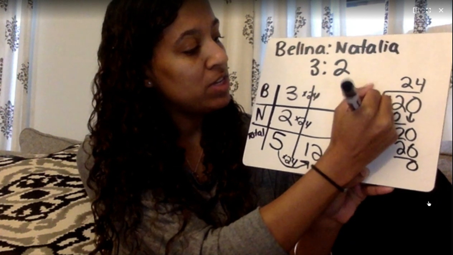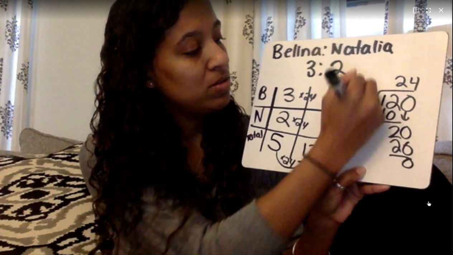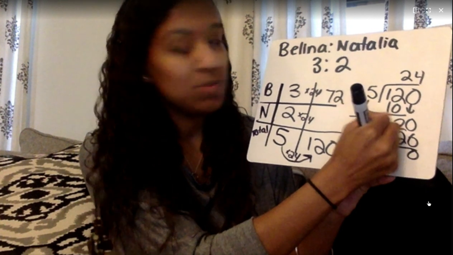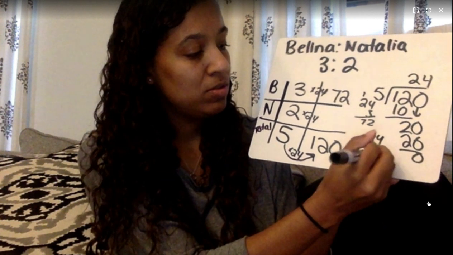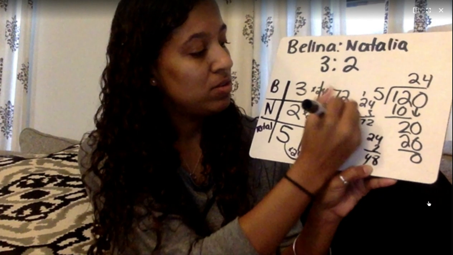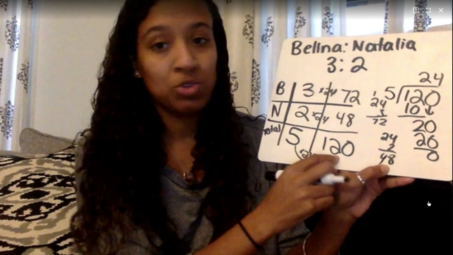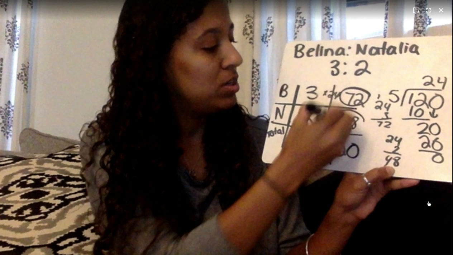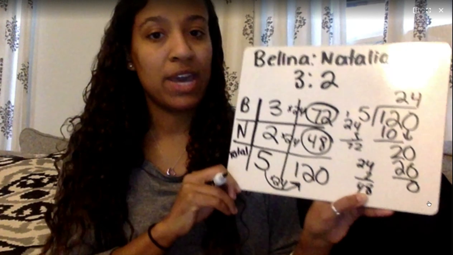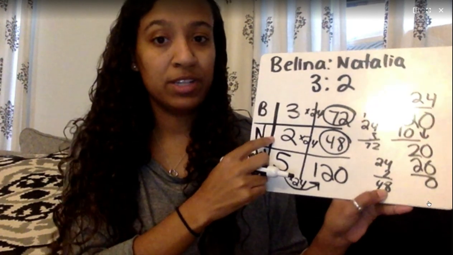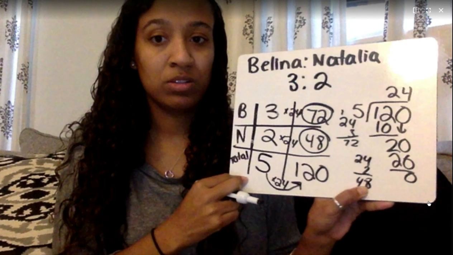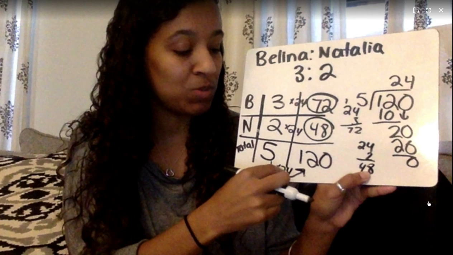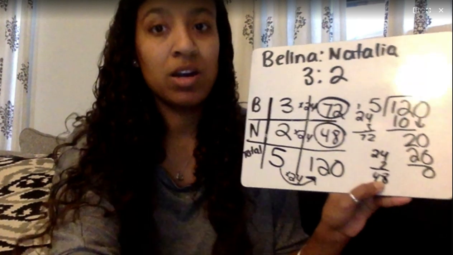24 times 3 is 72. 24 times 2 is 48. And when you add those together, you should get back to 120. So Belina raised 72. Natalia raised 48. We had our ratio. We put it in a table. We added a column for the total. Once we figured out how to get to the total, we used that same multiplication, multiplied by 24, with every other part of the table.